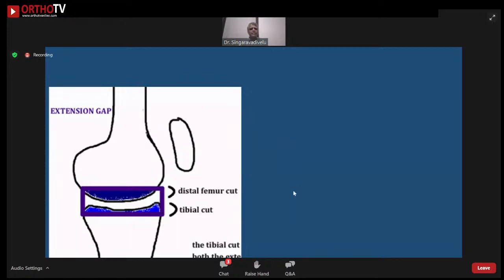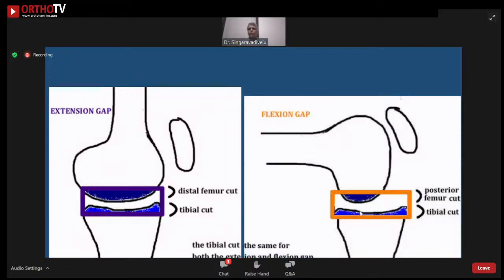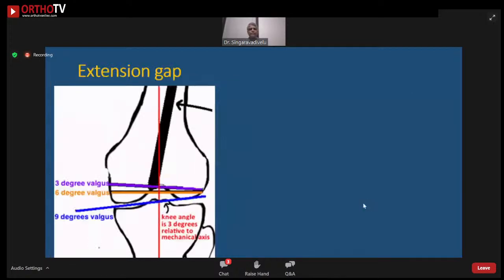Essentially the basic concept is, when you take a distal cut, the extension gap is produced. So the distal cut decides only the extension gap. And if you take a posterior cut, that decides the flexion gap. In this flexion and extension, the tibia remains the same. It is only the distal cut or the posterior cut which decides the extension gap and the flexion gap.